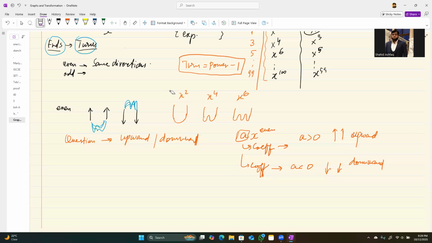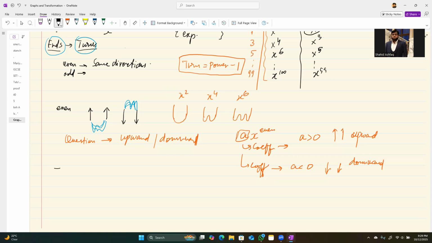We know that. If we know the direction of the ends, upward or downward, then afterward we just draw this kind of thing. Okay, let's take a couple of examples, and that will make it very clear to us.